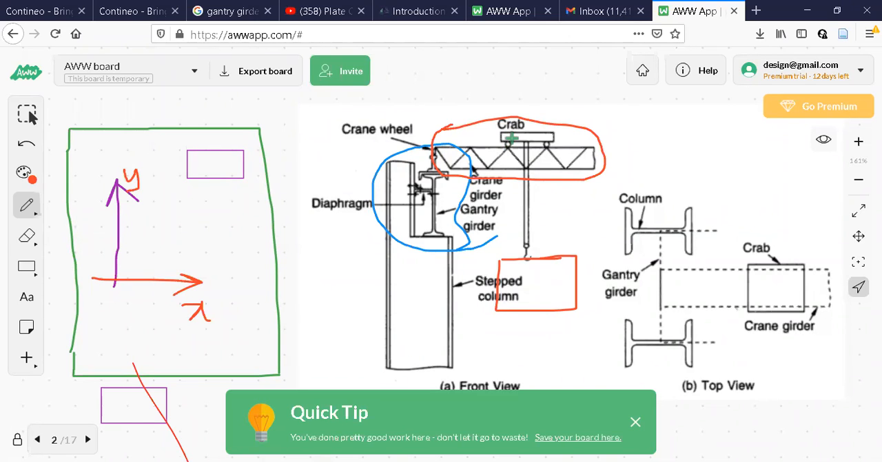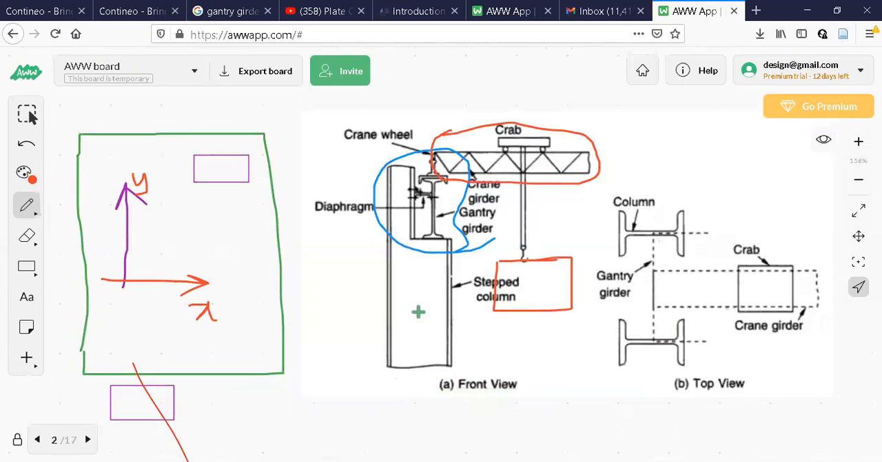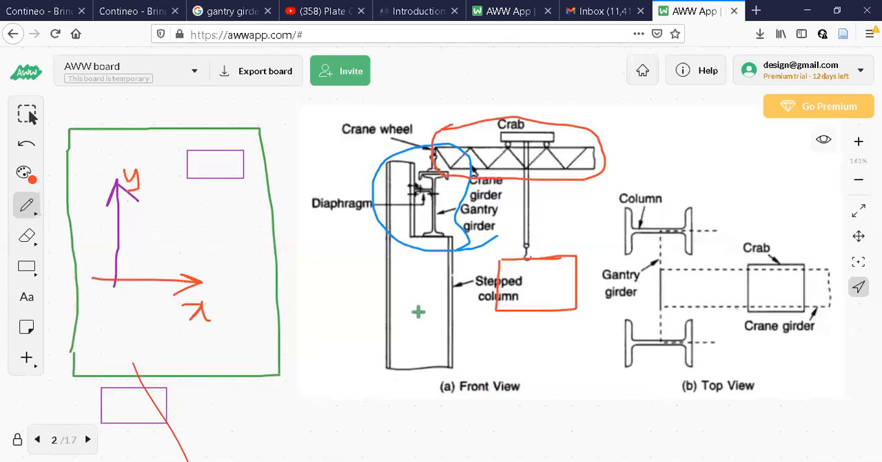So I will allow this crab to move in the x direction so that it is placed exactly here. Okay, so this is how this thing is working. Any questions here? This is a very simple way of understanding. Don't worry about all those parts right now. That comes in the second hour. In the first hour, what is happening?